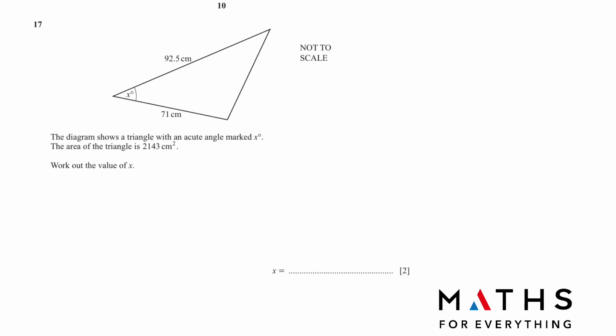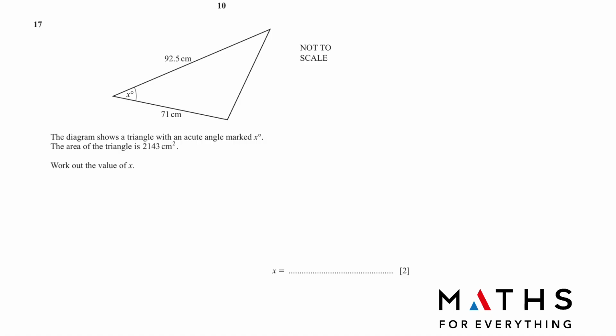Question number 17. We have been given a triangle and the area of the triangle is 2143 with an acute angle marked x. We have also been given two sides. Work out the value of x. Now the area of the triangle is given to us, but we cannot use half times base times height because it's not a right angle triangle.